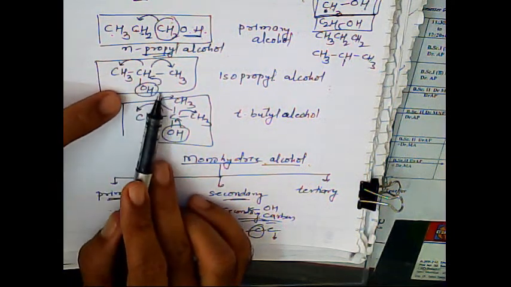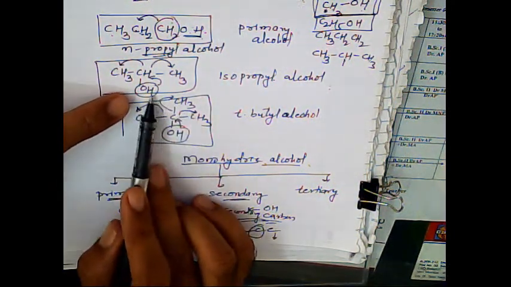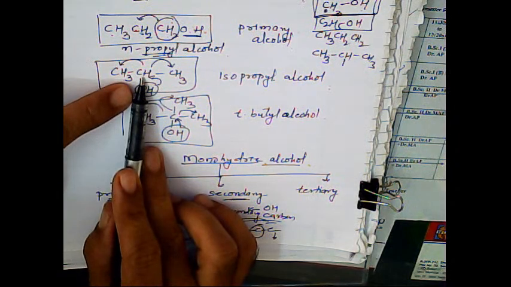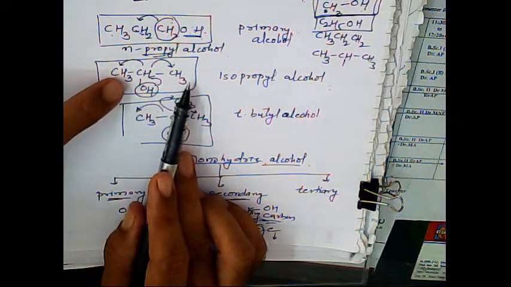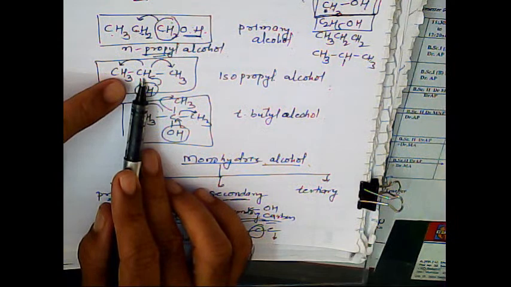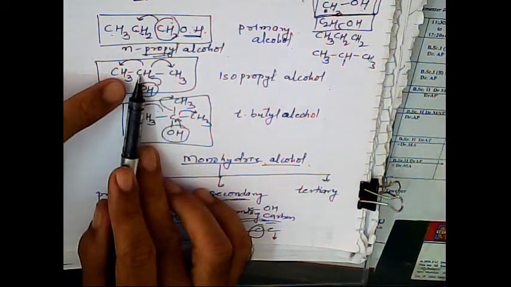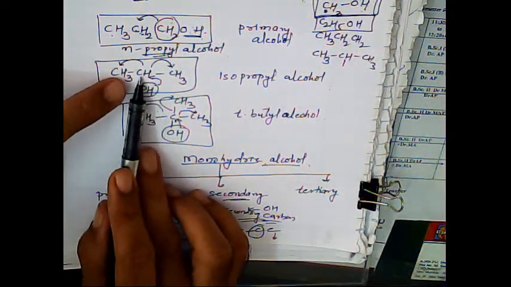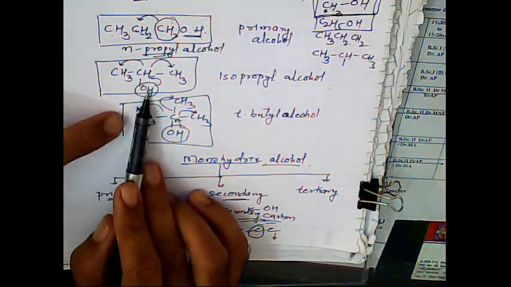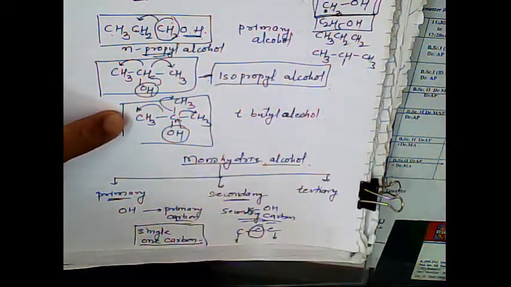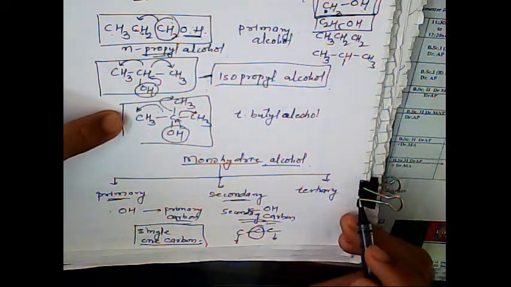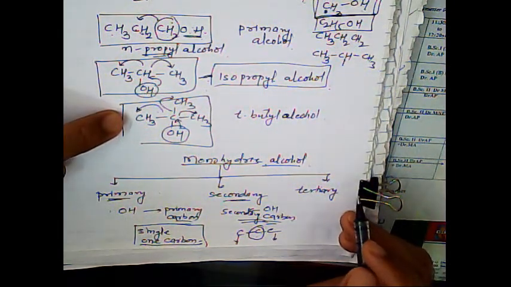Our example: CH3, CH, OH, CH3, where OH is attached to the CH carbon. On either side there is one carbon atom, so a total of two carbons are there. So the nature of this CH carbon is secondary. OH is present on a secondary carbon, so this alcohol, isopropyl alcohol, will be called a secondary alcohol. It will belong to secondary alcohols.